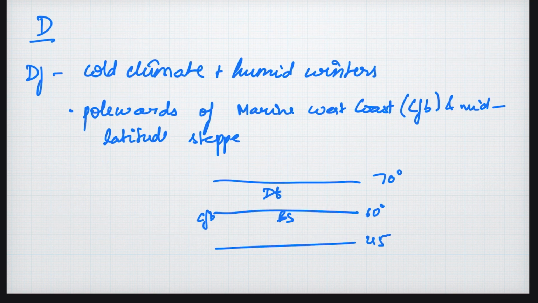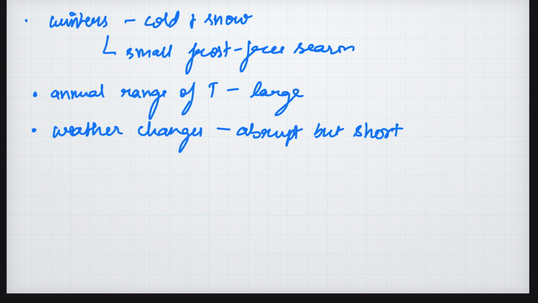Now coming on to D type of climate, which is cold snow forest type of climate, in which we have DF and DW type of climate. In DF, it is cold climate with humid winters. Polewards of marine west coast climate and mid-latitude steppes. Here you have marine west coast and mid-latitude steppes. Poleward to it, you have DF type of climate. Winters are cold and snowy. Small frost-free season. Annual range of temperature is very large. Weather changes are abrupt, but they are of short duration. Here you mainly receive frontal precipitation.